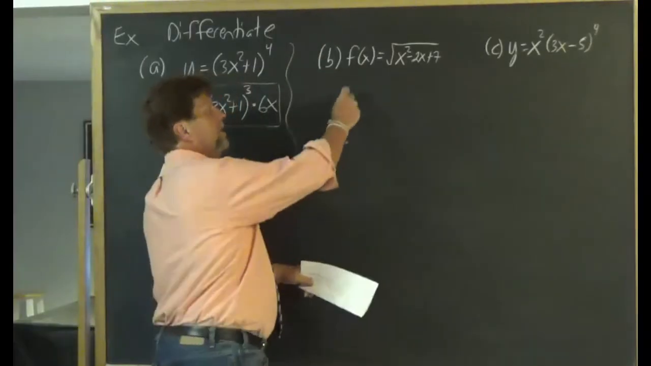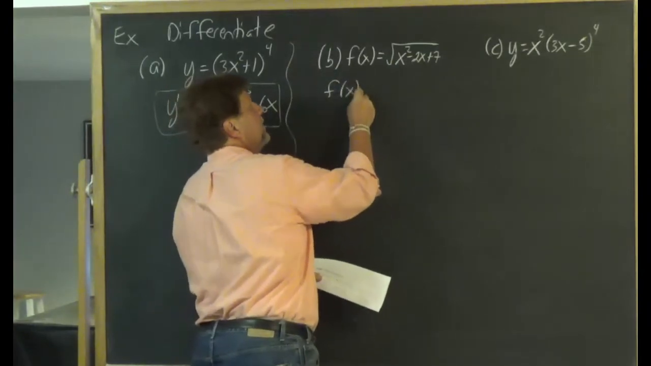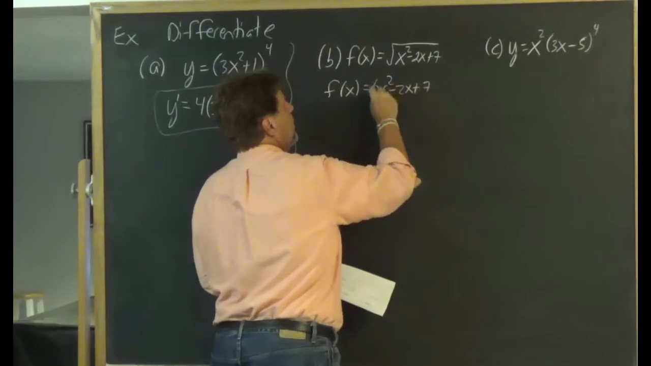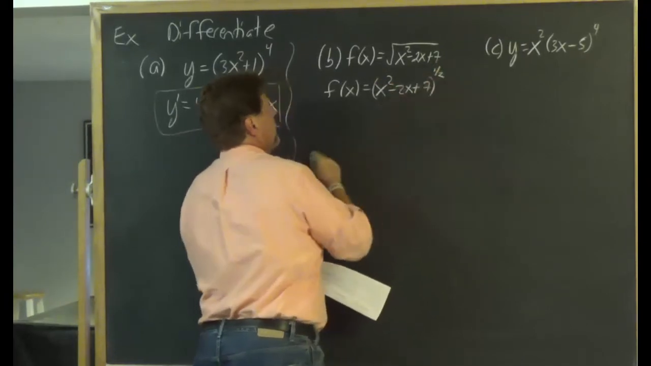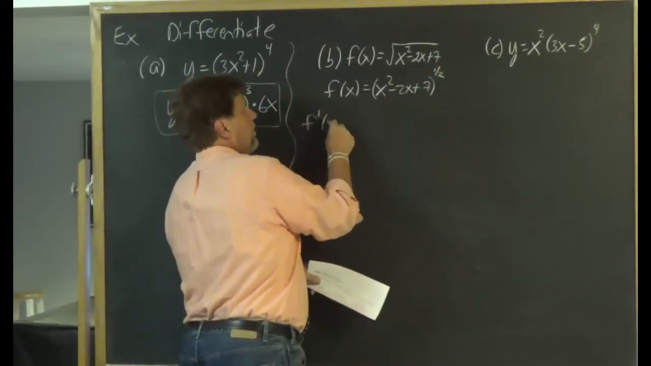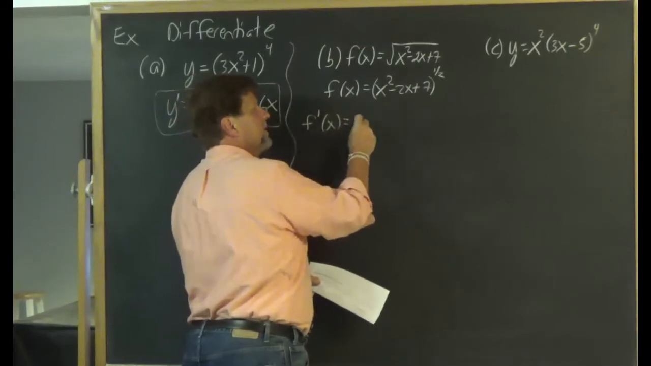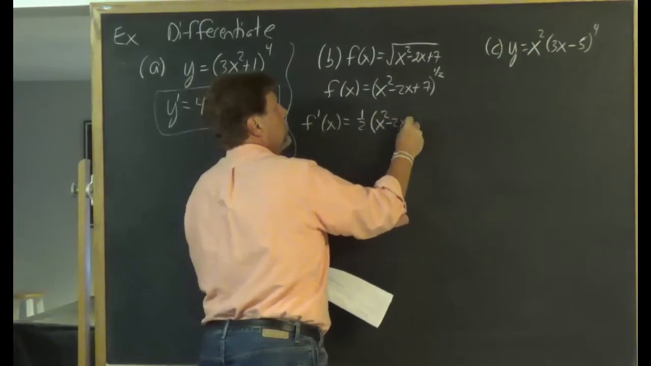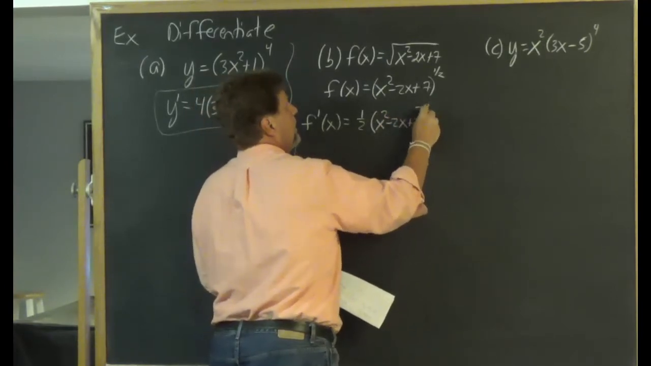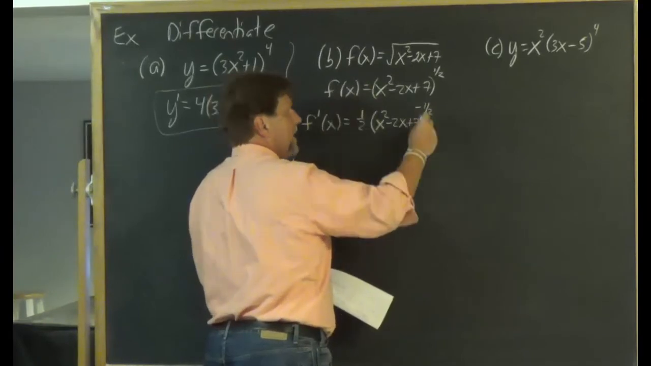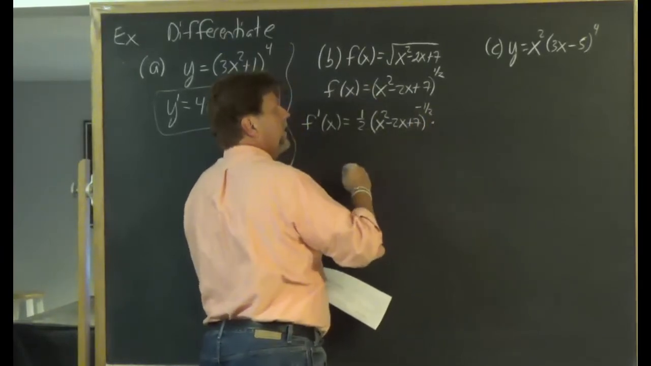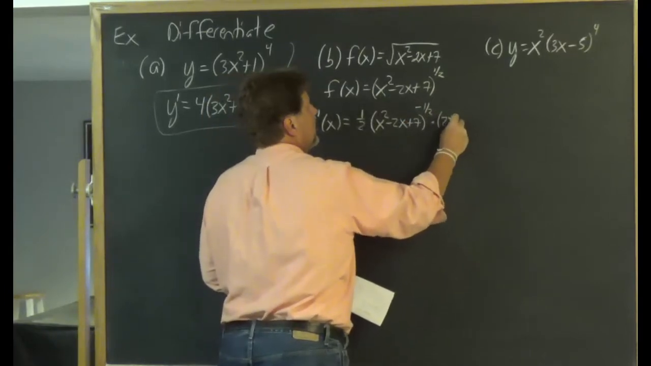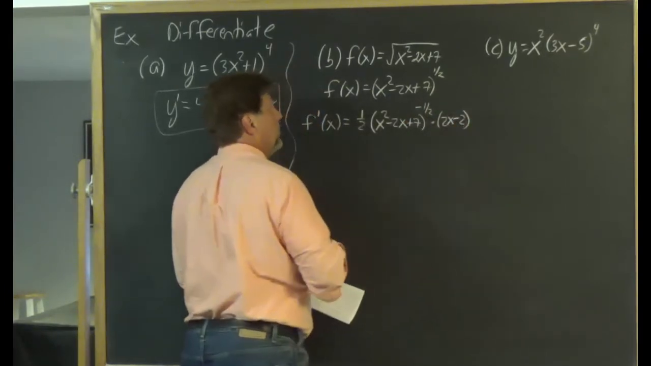Alright, I said the first thing to do is rewrite the function as x squared minus 2x plus 7 to the 1/2 power. So here we go, using the chain rule. The derivative of the outside gives me 1/2 times x squared minus 2x plus 7 to the negative 1/2, times the derivative of the inside function. The derivative of the inside function is 2x minus 2.